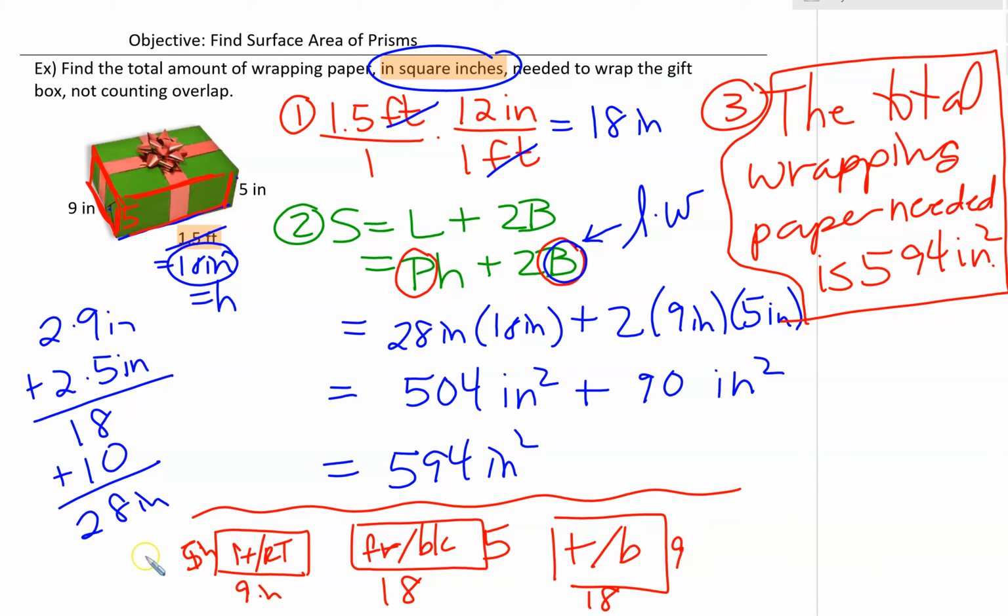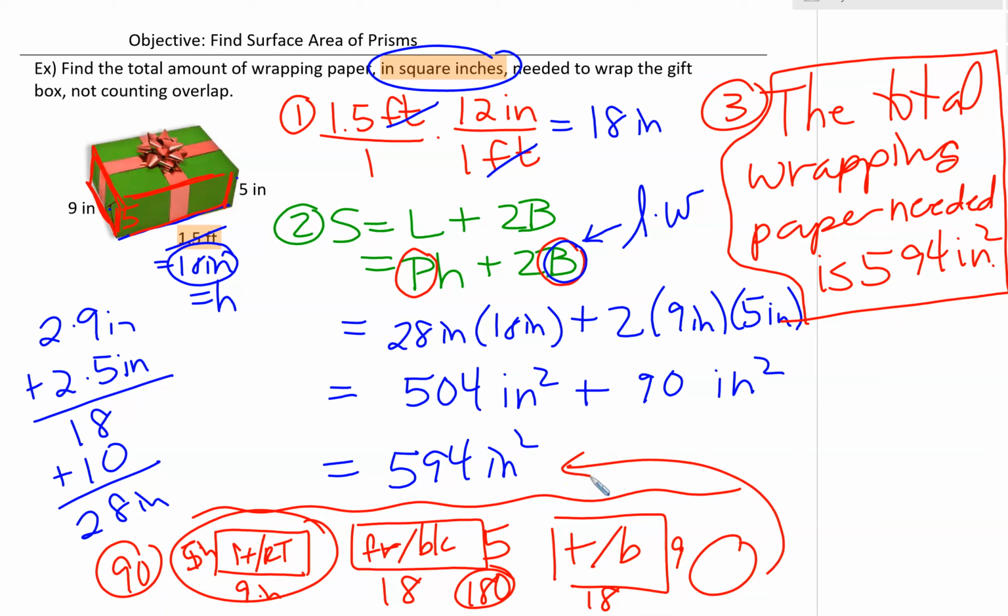And so you would take each of these areas: 5 times 9 times 2 would give you 90. You'd have 18 times 5, which is 90, times 2, which is 180. You take your 90, your 180, and then whatever 18 times 9 times 2 would be, add those together, and you should also get 594 square inches. All right, moving on to our next example.